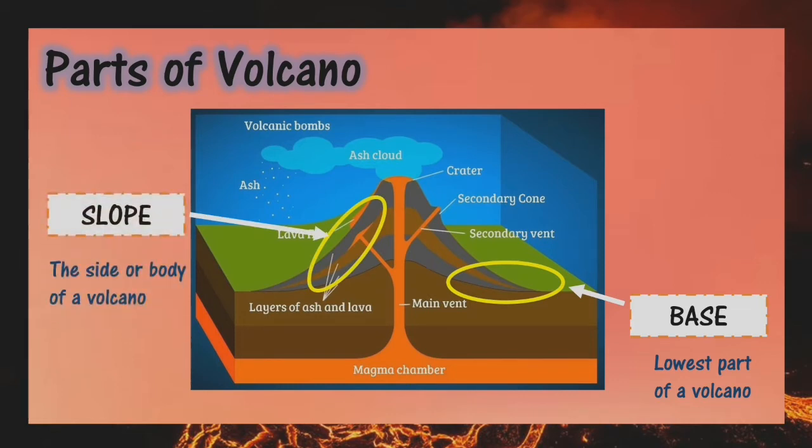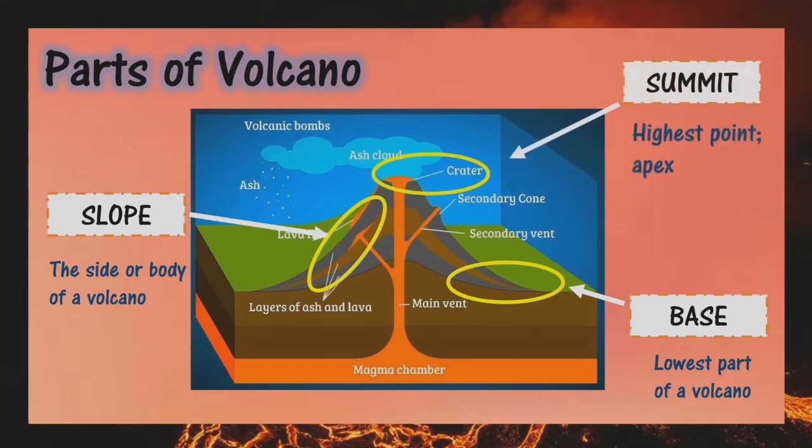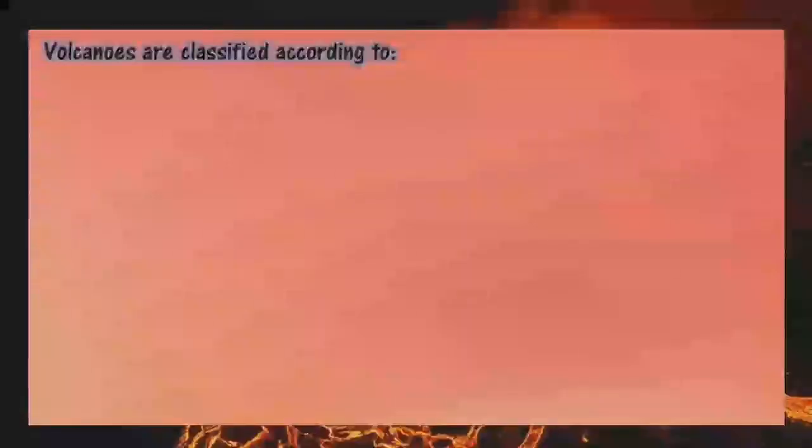The next one is the slope. This is the side or body of a volcano. It is also the part where other vents are formed. And lastly, the summit. It is the highest point or apex of the volcano. It is also the part where the crater is found and volcanic materials come out.